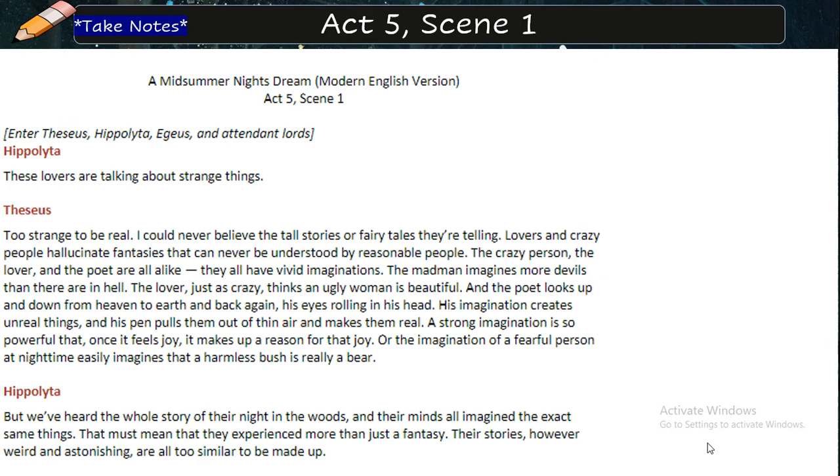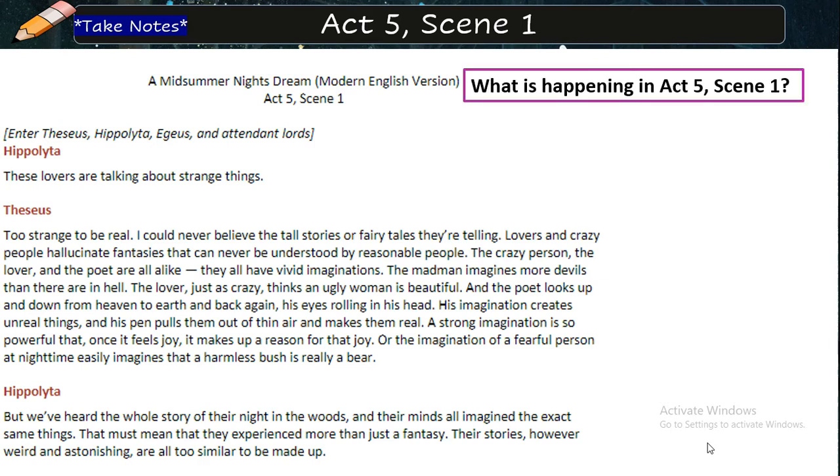And so, main thing that we're looking at today is what is happening in Act 5, Scene 1. That's all I want you to focus on. What is actually going on? And so, let me just show you again how to break that down before I release you to do the rest of it on your own today.